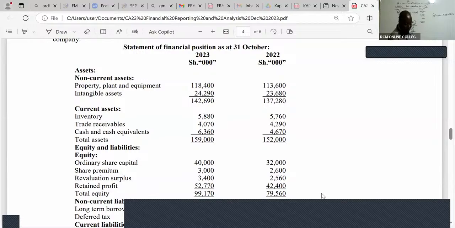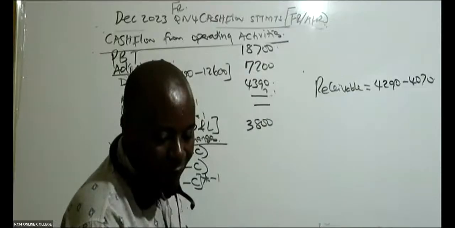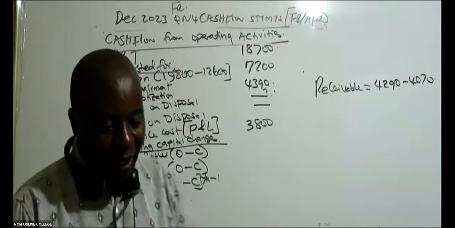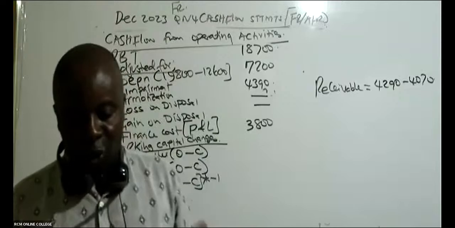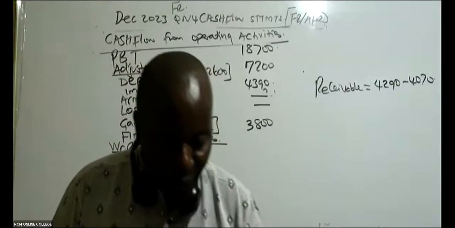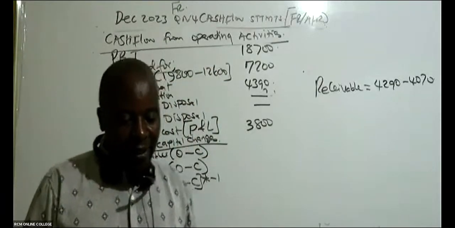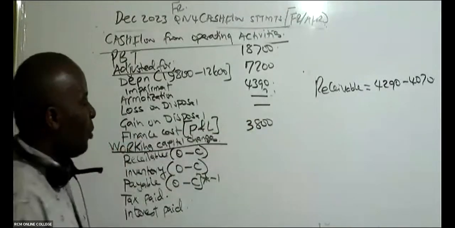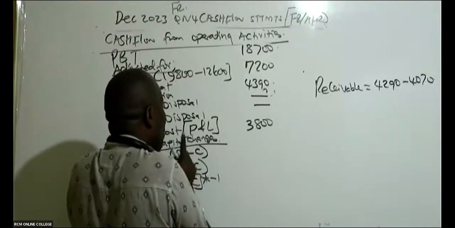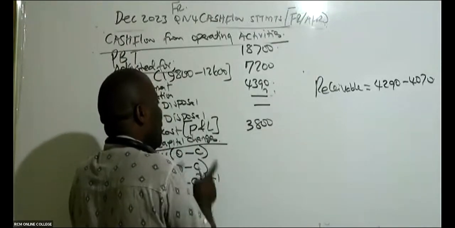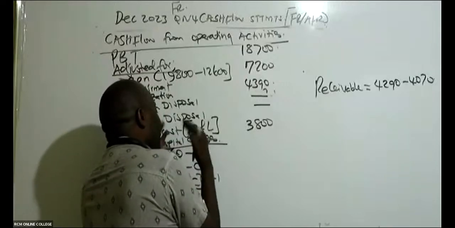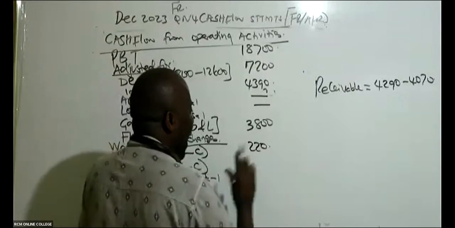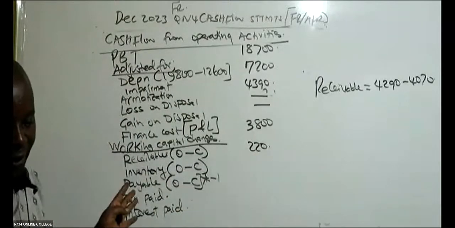Working capital change: what do we have there? Is it minus 220 or positive 220? It is positive, isn't it? So remember, when you use this concept of O minus C, you shall not be making an argument that receivables have increased. No, no. If you get positive, you write positive. As simple as that. 220 positive.